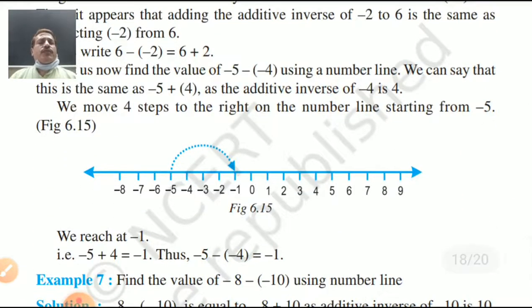Same way, one question is here. Move 4 steps to the right of the number line starting from -5. From -5, 4 steps to the right side. 1, 2, 3, 4. You will reach on -1.